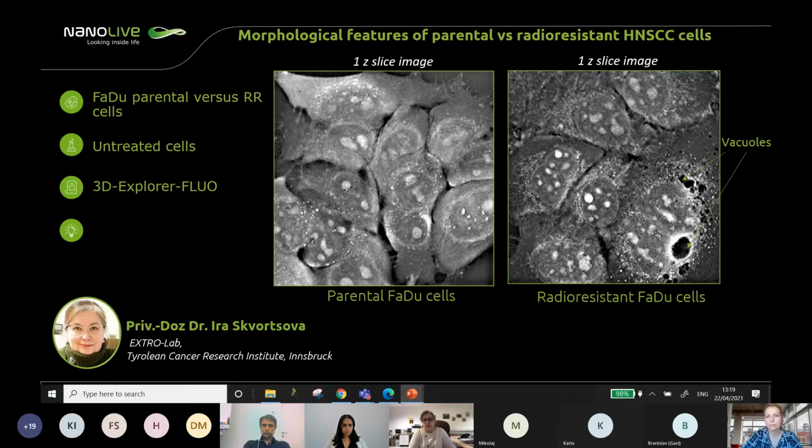Additionally, we are also focused on lipid droplets, and you can see here the differences in lipid droplets between parental and radio-resistant cells. We also observed the dependence of therapy response in the cells with a different number of lipid droplets. Next.